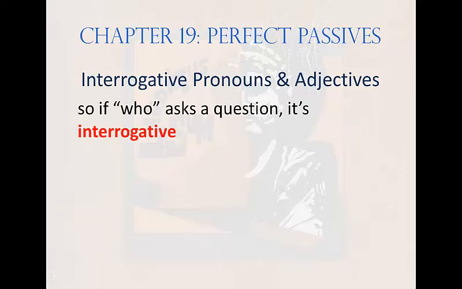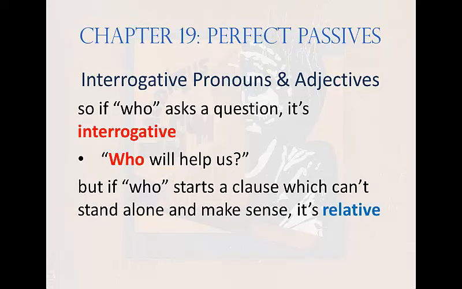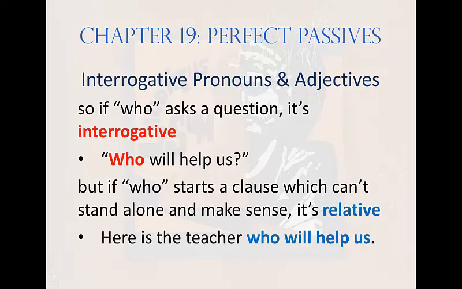Let's be clear about that difference. If who asks a question, it's interrogative. For example, who will help us? But if who is in a clause that can't stand alone and make sense, it's relative, and it doesn't ask a question. For example, here is the teacher who will help us.